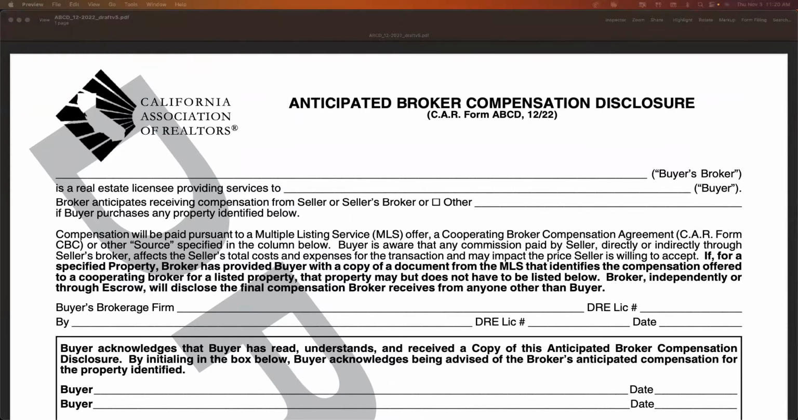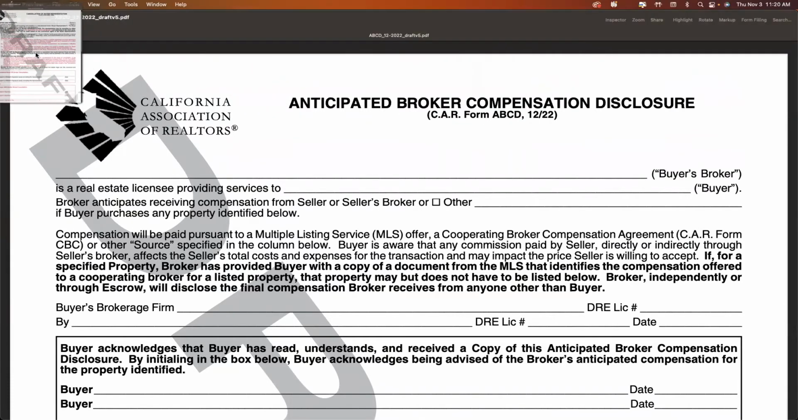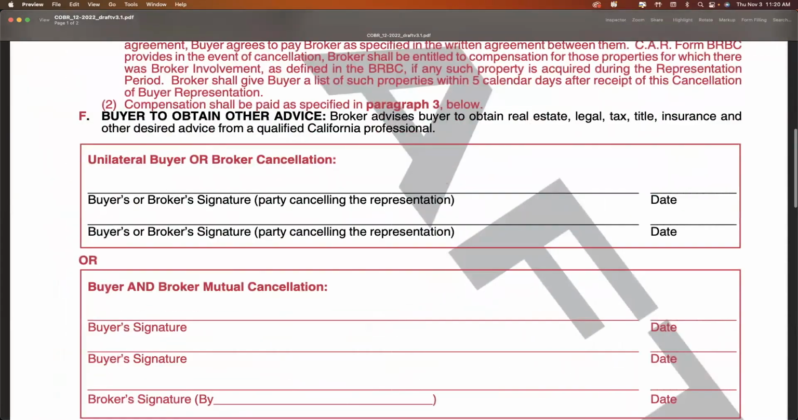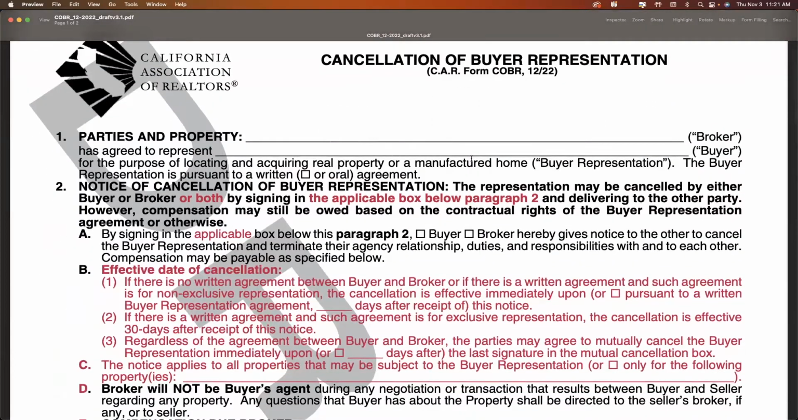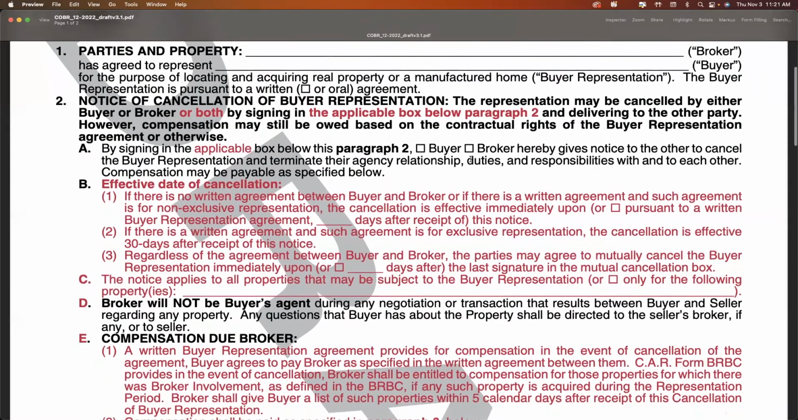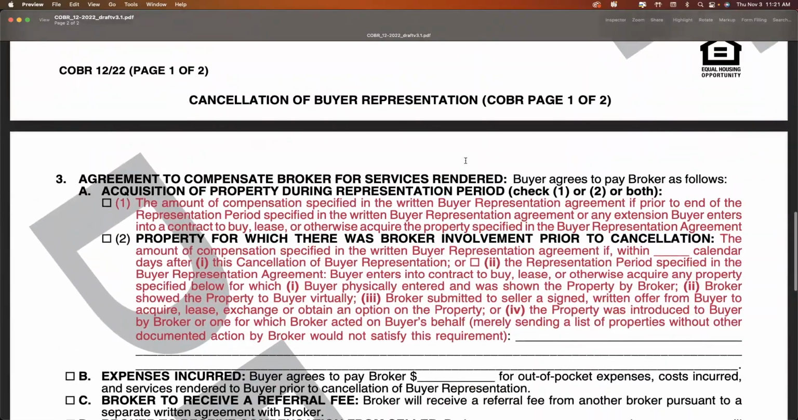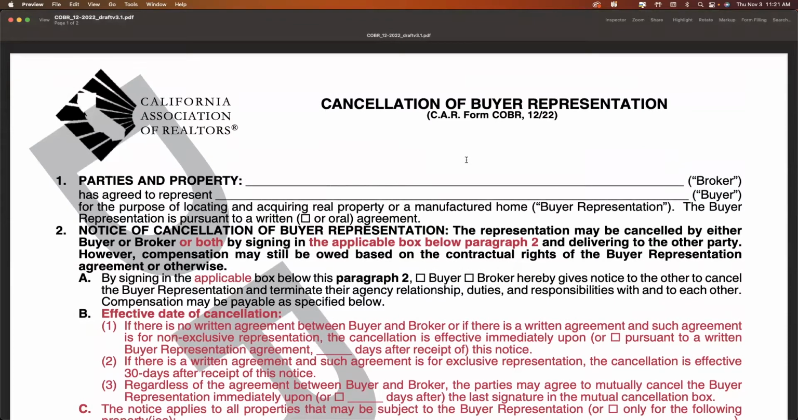Let's go to the cancellation of buyer representation. So we talked about that you can cancel it. This is the form you would use for that. When you're going to cancel it, the list of exceptions, all that stuff, that's what you would use this form for, the COBR. Okay? So that's the change. That's used to cancel that original buyer representation agreement, or buyer representation and buyer compensation agreement.